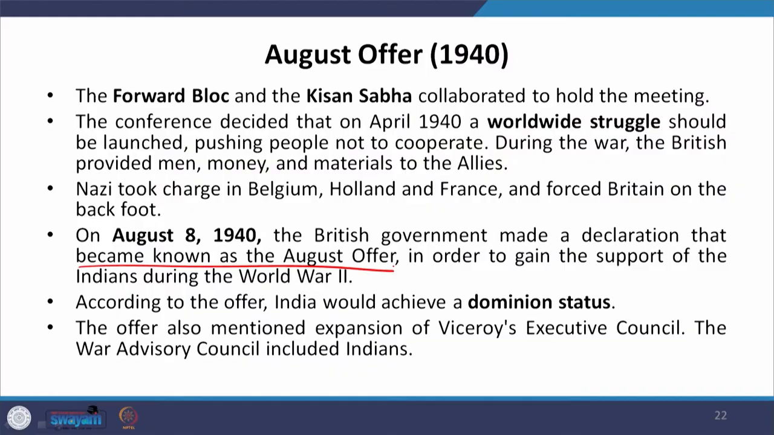The offer also mentioned expansion. So, one is the dominion status that is offered by the August Offer, the second is expansion of the Viceroy's Executive Council, and now the War Advisory Council would include Indians, which actually proposed further agency to the Indians in Indian affairs. The August Offer further says that after World War II, a constituent assembly comprising Indians would be formed to decide their constitution based on their own social, economic and political beliefs.